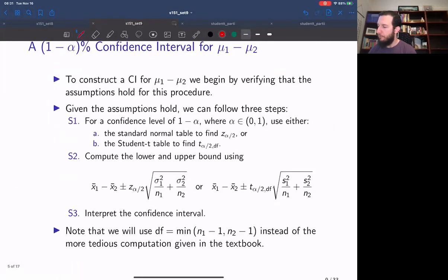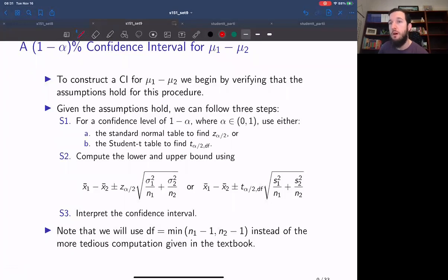All right, so formally, if we want to build a confidence interval about mu 1 minus mu 2, we use the same three steps that we used before. After we check the assumptions, on step one, if sigma 1 and sigma 2 are known, we use a z score. If sigma 1 and sigma 2 are unknown, we use a t value. And the formulas for the interval are now given on step two. So step one is exactly the same. Step two, we have a slight alteration to our confidence interval formula because we are now working with two samples rather than one sample. And then on step three, we just interpret the interval again.